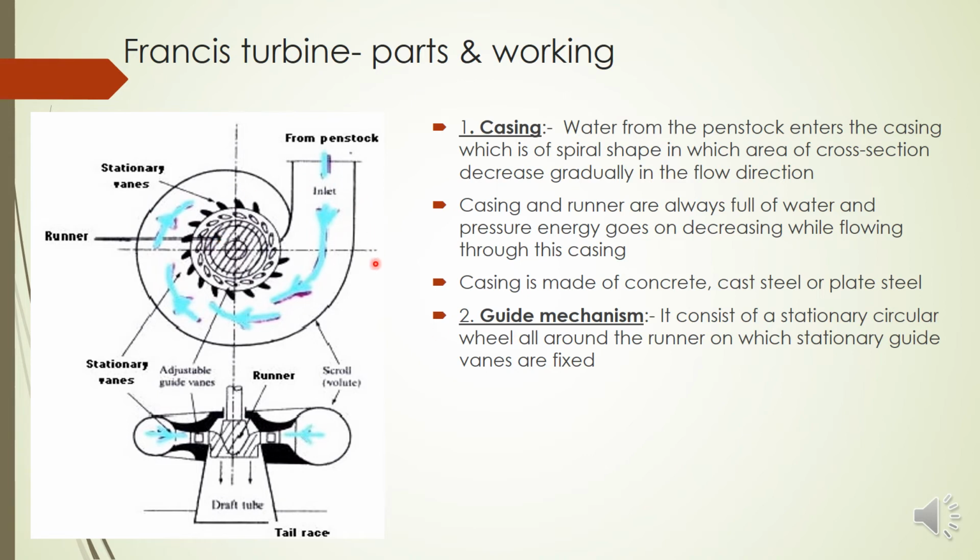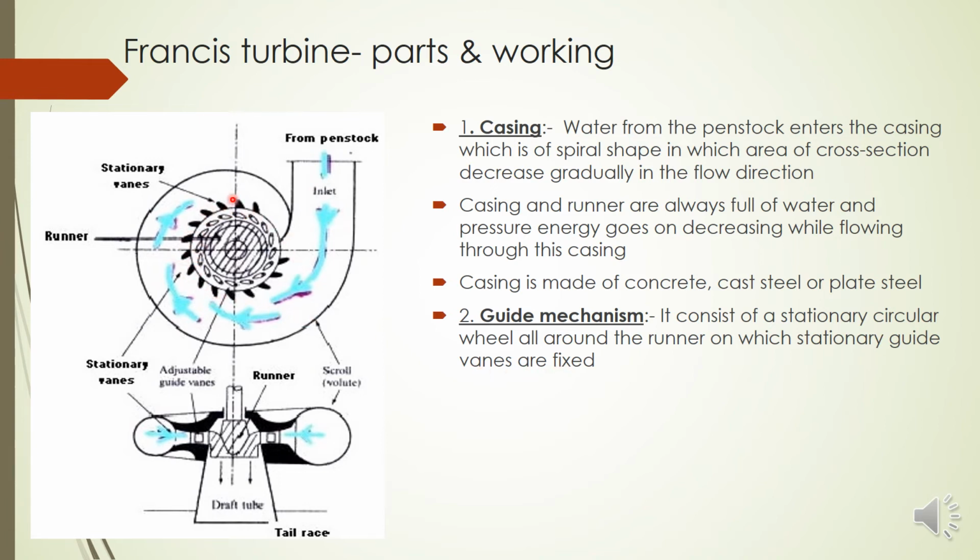So here there is no nozzle and spear. So how will you control the amount of water by this guide mechanism? You can see here, before entering the runner, this black one, we have a set of stationary vanes, and they are attached to a stationary circular wheel and they are known as the guide mechanism. So guide mechanism is a stationary circular wheel around the runner, before the runner, on which a number of stationary vanes are fixed.